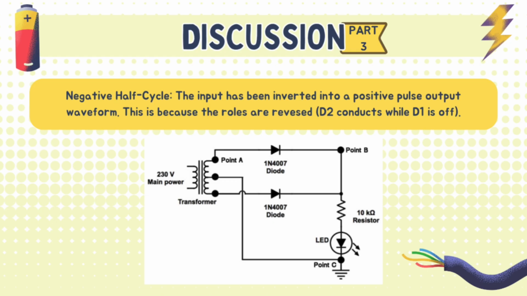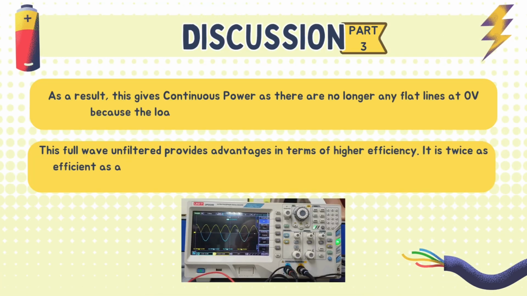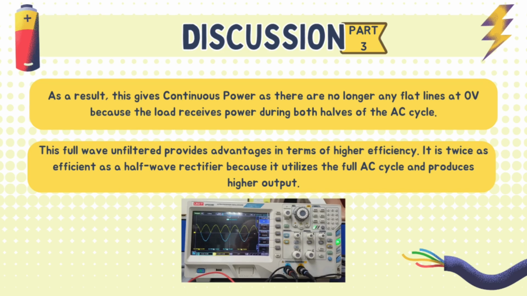Unlike the half-wave rectifier, which wasted half of the input, this dual diode action, where D1 and D2 take turns conducting, ensures the current flows through the load during the entire cycle, which produces 2 pulses per cycle as a continuous and reliable DC output. As a result, this gives continuous power, as there are no longer any dead times or flat lines at 0 volts, because the load receives power during both halves of the AC cycle.